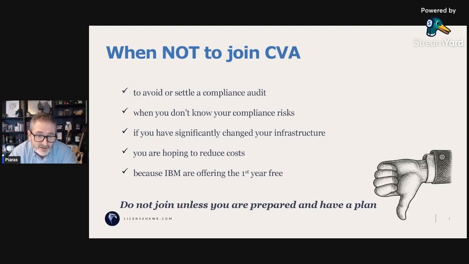Final one is IBM offered us the first year for free. I don't know how many times I've heard this one, where, oh, we're getting it for free. What can it hurt? Trust me, if IBM are offering you something for free, there's a reason for it. They think that there's a significant return on investment. That particular free comes from an investment fund. It's an IBM investment fund. So that probably tells you all you need to know. So do not join CVA unless you have made preparation and have a plan.